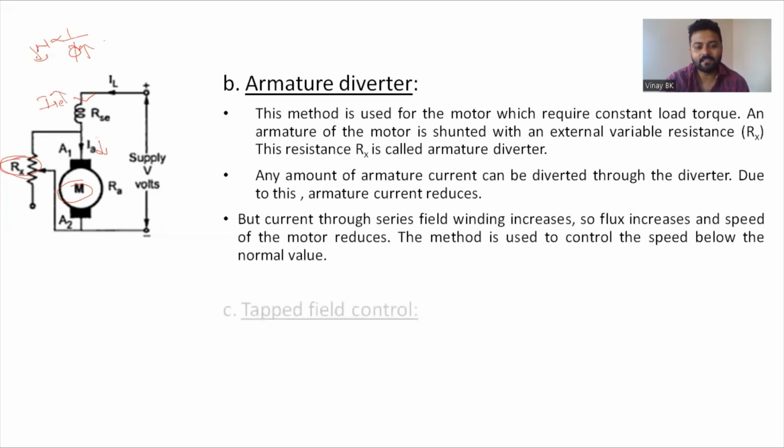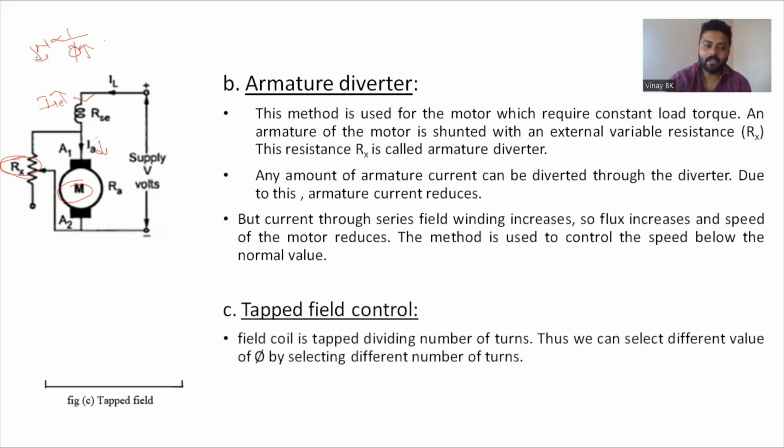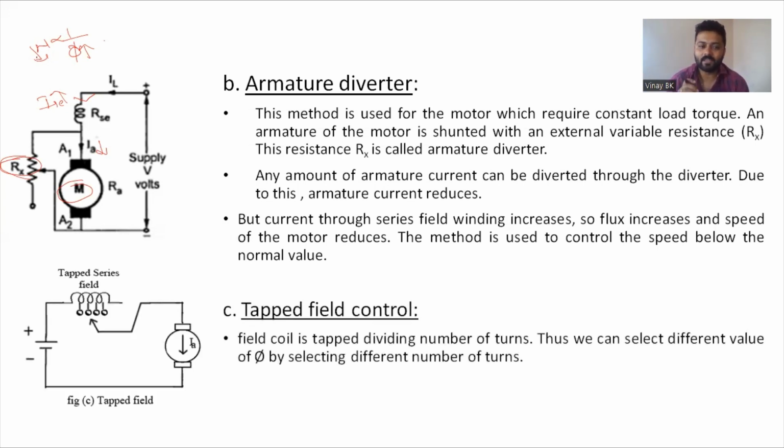And another method is tapped field control method. You are making a field winding of DC series motor by dividing the number of turns into taps, so that a field coil is tapped, dividing the number of turns.